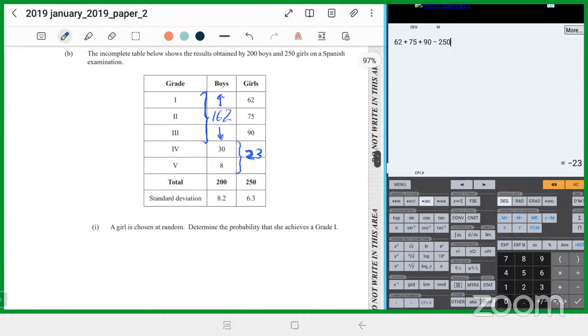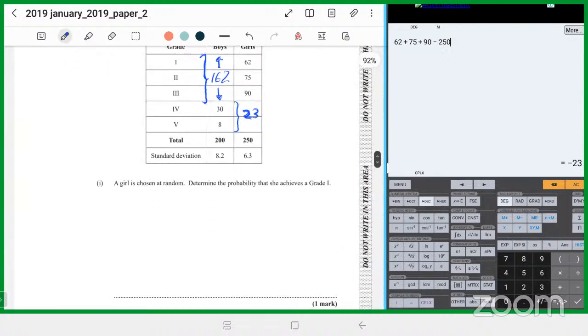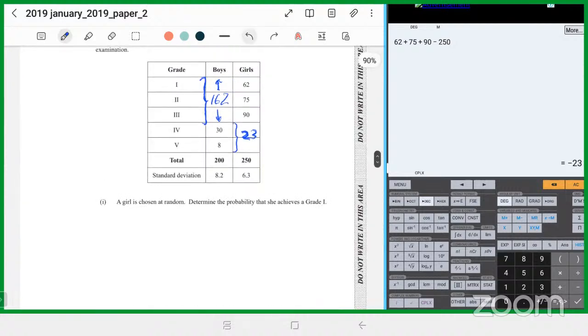All right. Question says, a girl is chosen at random. Determine the probability that she achieves a grade A. We're talking about out of the girls. It's only 250 girls you have. So your probability is out of the 250 girls. How many got grade 1? 62. That's 62 out of 250.